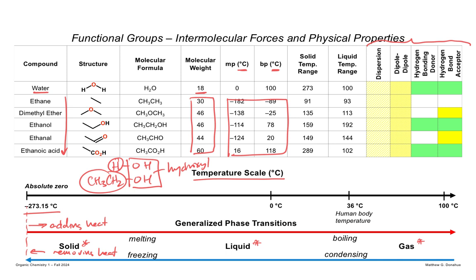So the aldehyde, notice it's an acceptor, but it's no longer a donor. It does not have an OH. It just has a carbonyl. The carboxylic acid has an OH, so it's a donor and an acceptor. And so you can sort of rationalize these differences based on the functional group present.